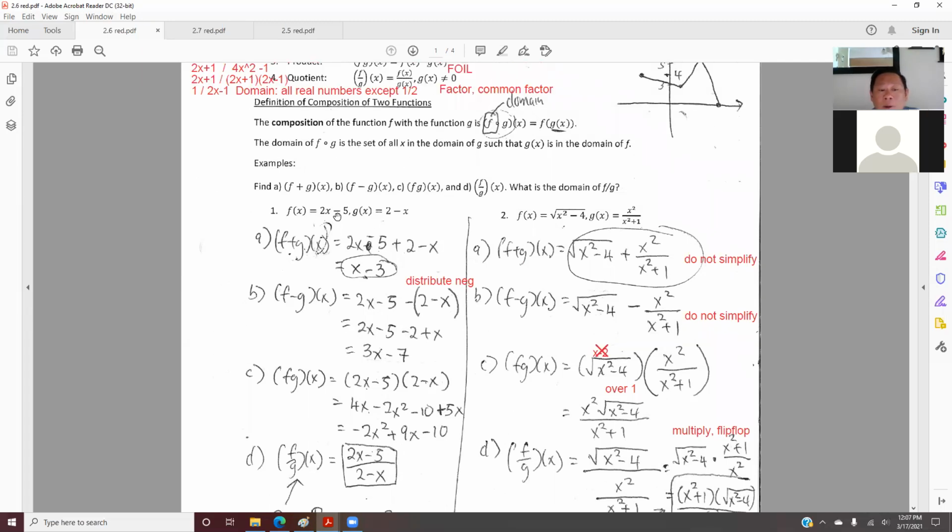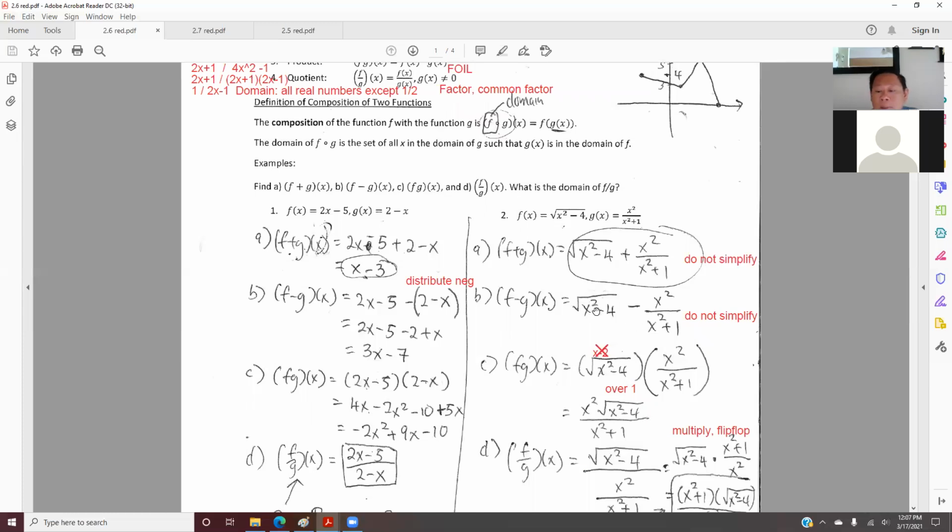This is for when you have 2 nice functions like this. But what happens if one of the functions is a square root and one is a fraction? When you add, you just add those 2 up. When you subtract, do not simplify, because it will take you one page long to simplify this. So leave your answer as it is here.